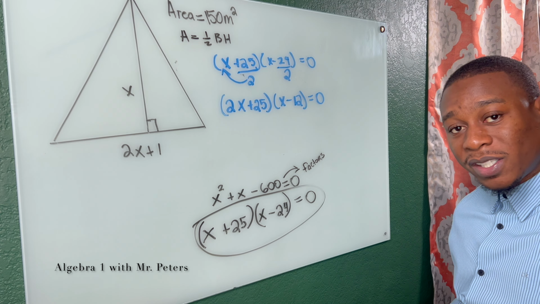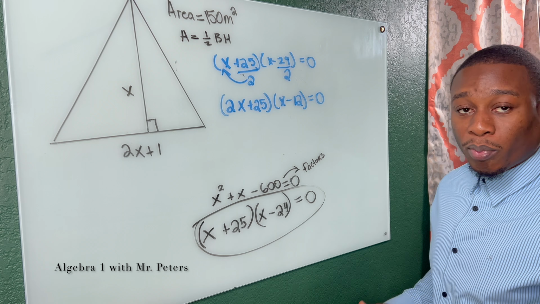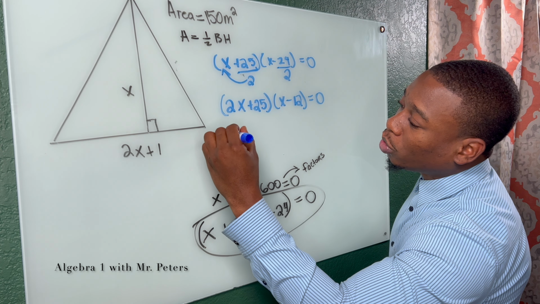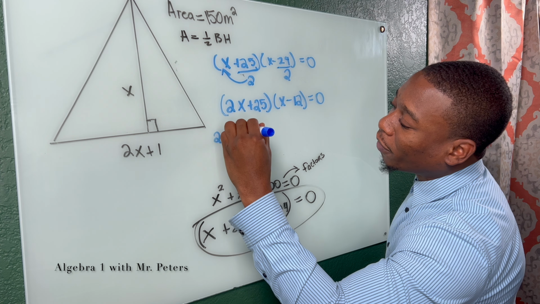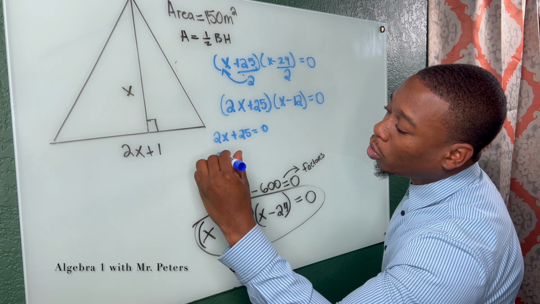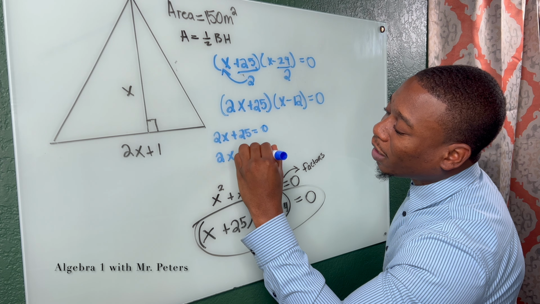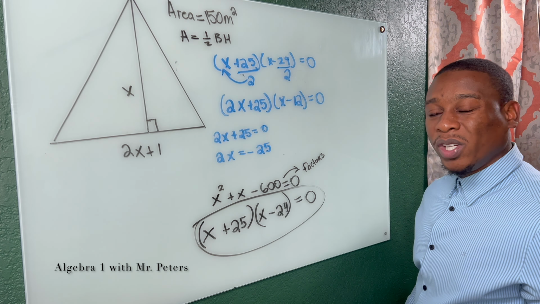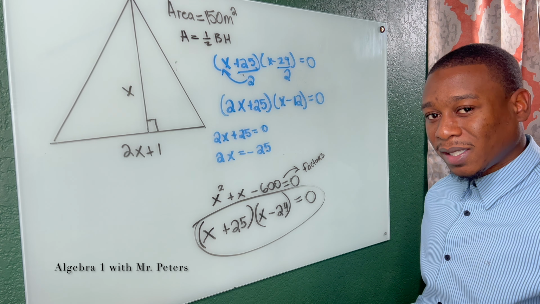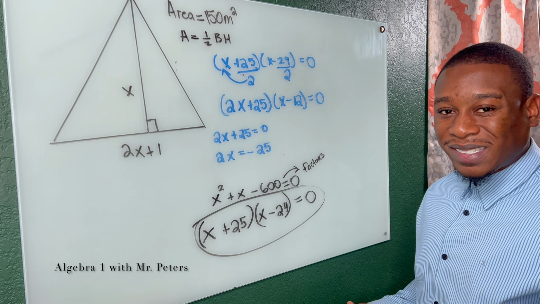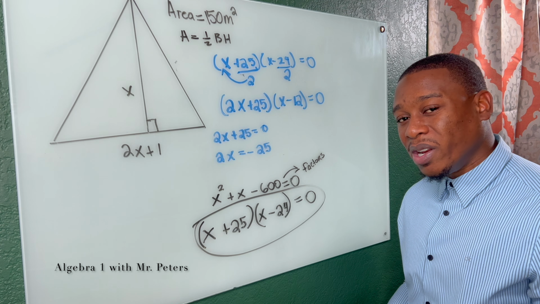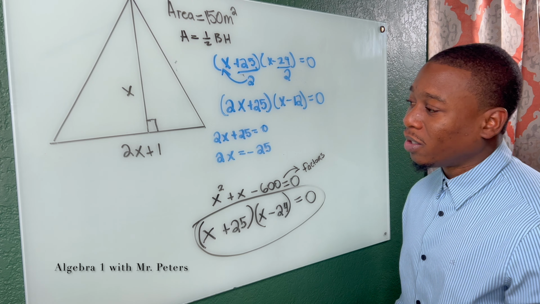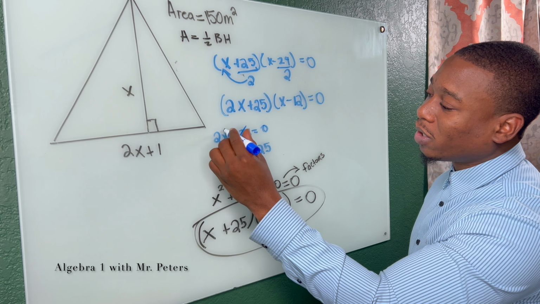Now that we have these answers, guys, we still haven't properly solved. So 2x plus 25 is equal to 0. 2x is going to be equal to negative 25. We should right here eliminate this answer, because if we're talking about the side lengths of a triangle, we know they can't be negative, right? So let's just cross this out.